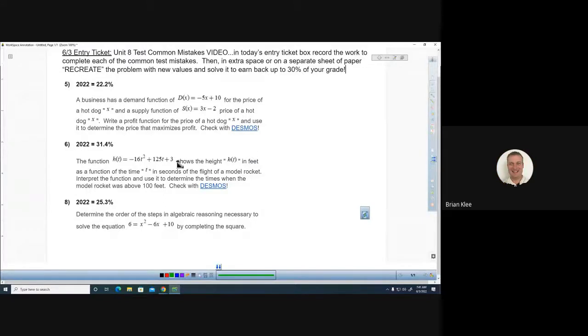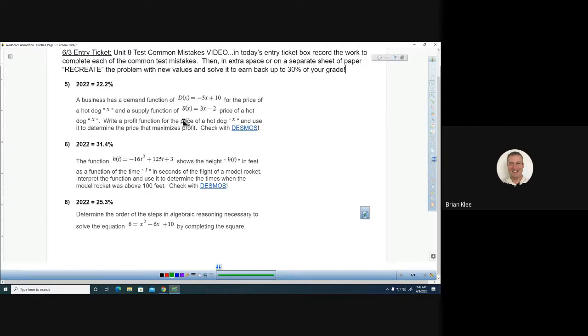One of the common mistakes on the test was problem number 5, which involved a business with the demand function D(X) = -5X + 10 for the price of a hot dog X. So D is the demand as the price changes. Real quickly, that function, negative 5 times X plus 10, tells you every time the price would increase a full dollar, demand is going to decrease by 5. So that whole idea, as prices go up, people want less of it.